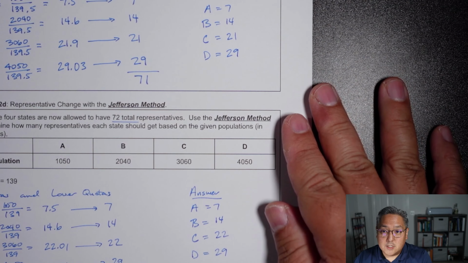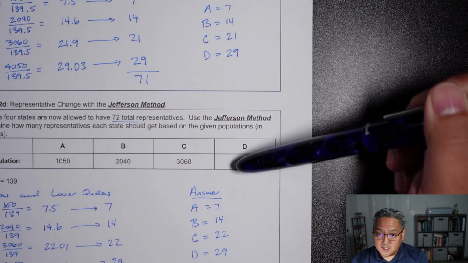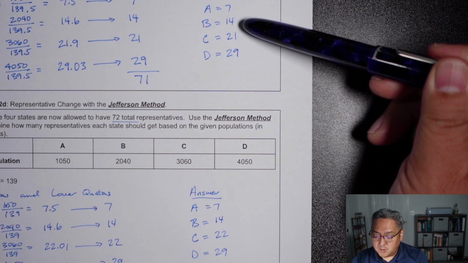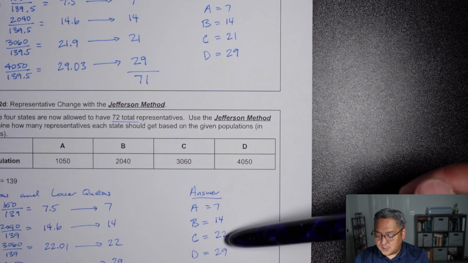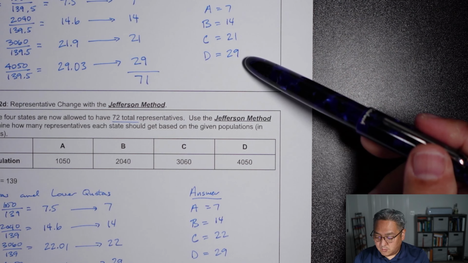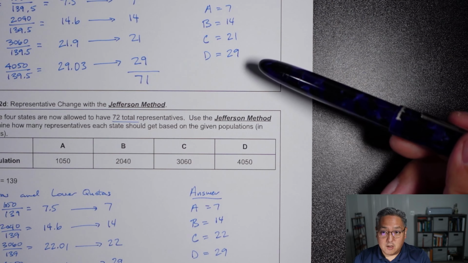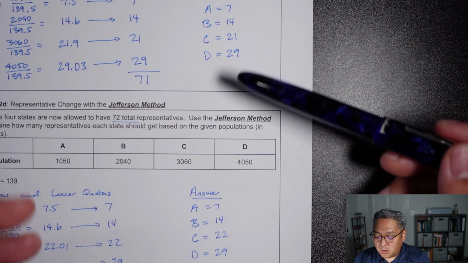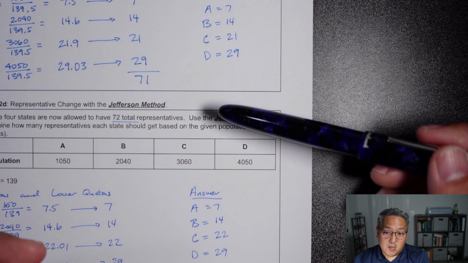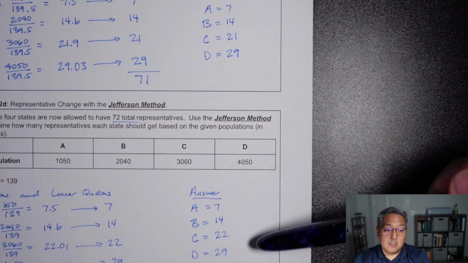So you'll notice that A was at 7, A is at 7 again after the fact. B was at 14, B is now at 14. C was at 21, now C is at 22. D was at 29, D is now 29. So nobody lost anything that they had previously in the first example. Adding the representative only caused state C to gain a representative and everyone else to stay the same.